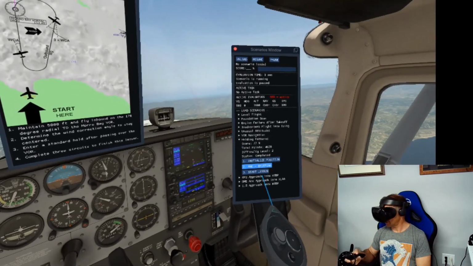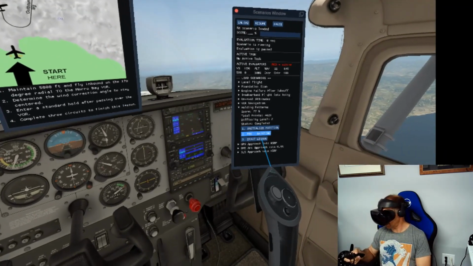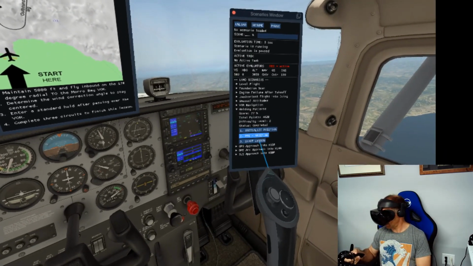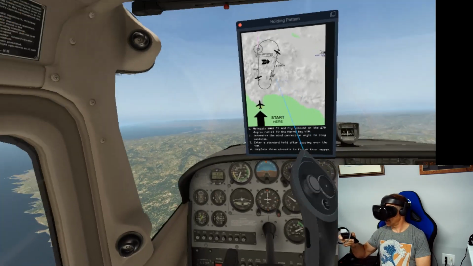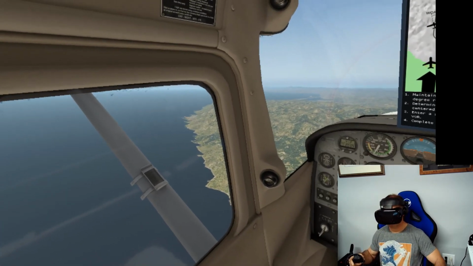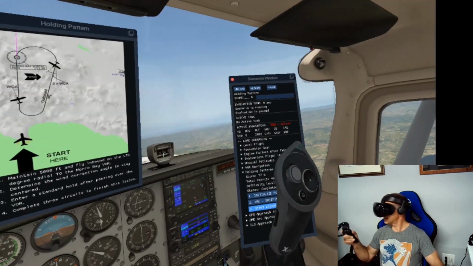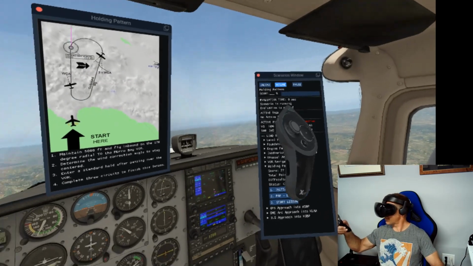As soon as I start this lesson, these windows I think are going to go away. Actually, yep. I have to resync the position. All right, so let's resume.